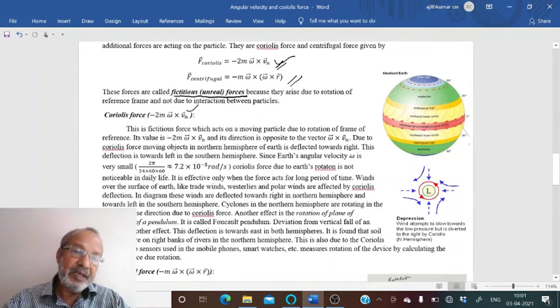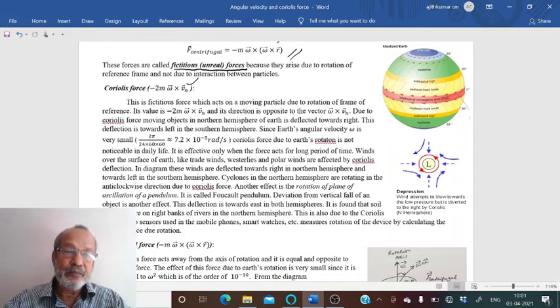So if a particle is at rest, this force cannot act, because if Vn is equal to 0, Coriolis force is also 0. So Coriolis force will act on a moving particle only. Since Earth is rotating from west to east, there are effects of Coriolis force on various ocean currents and winds on Earth.